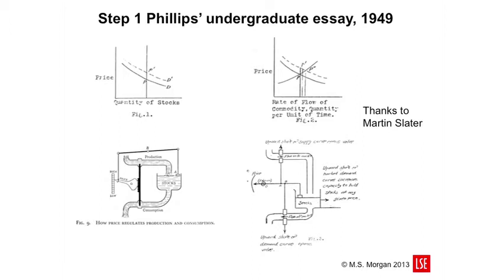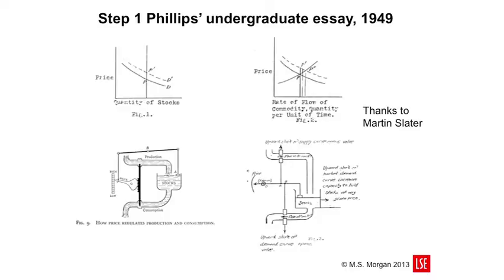Here's the first step, Phillips' undergraduate essay. He wrote an undergraduate essay in 1949 where he took that standard supply and demand model and said, well, actually, it's a little bit odd here. What's on the horizontal axis? Is it quantities of something, or is it flow per unit of time?